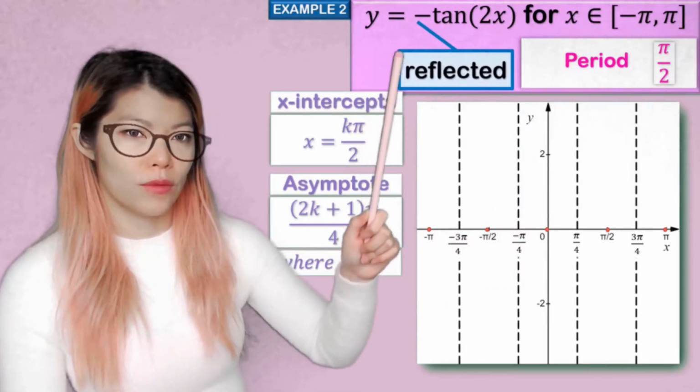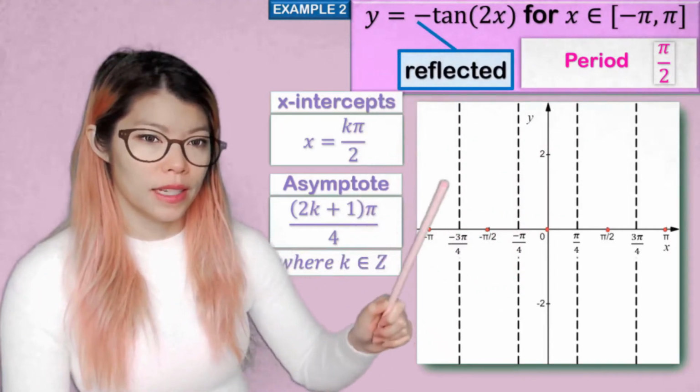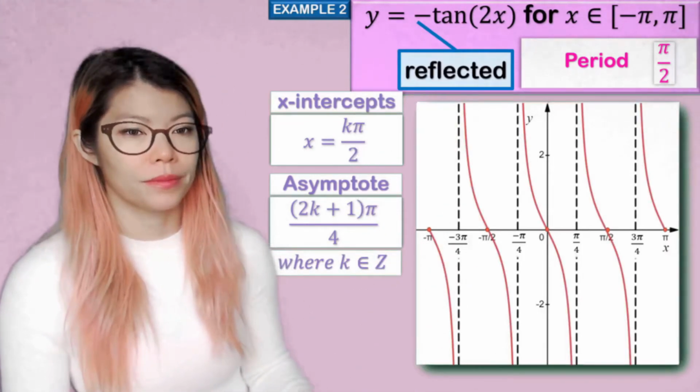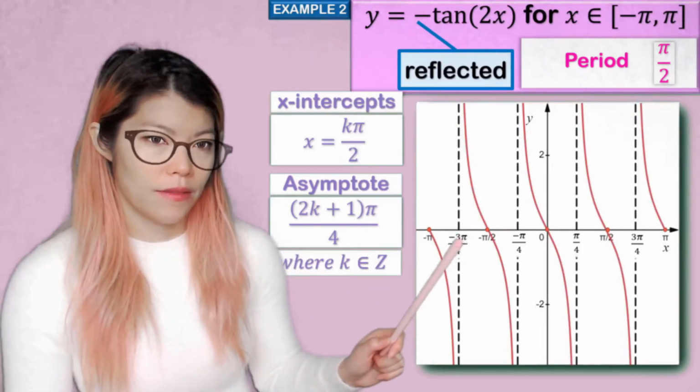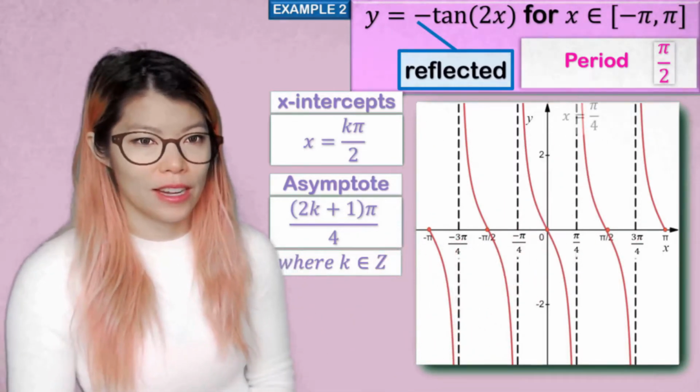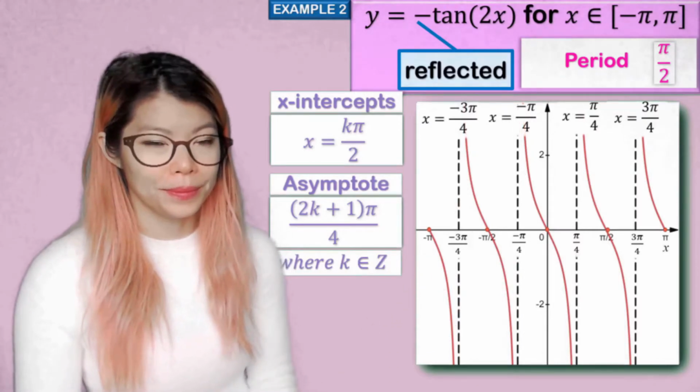Oh, before we do that, we notice that the graph has been reflected. So instead of sketching it going up, we're sketching it going down. And so now we have noticed that it's been reflected. And what else do we need to put? The asymptote equation. So let's put that in.